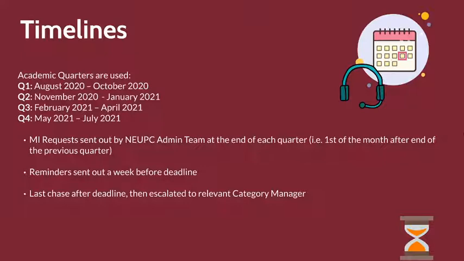Reminders will be sent out a week before the deadline. Final chasers are sent out after the deadline. After this, it will be escalated to the relevant category manager.